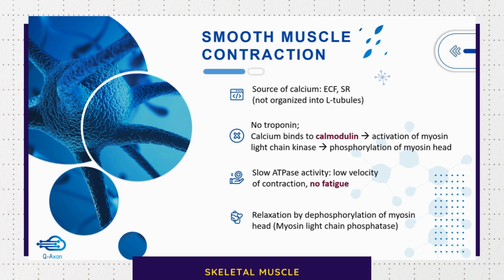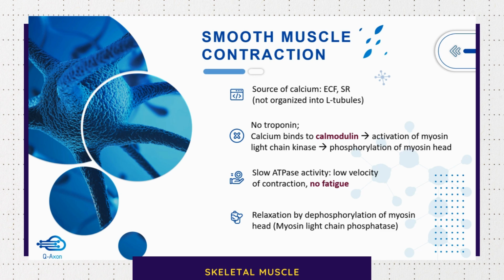Finally, the relaxation occurs by dephosphorylation of the myosin head, which is brought about by an enzyme called myosin light chain phosphatase. Now, this enzyme, myosin light chain phosphatase, can also dephosphorylate the light chains while myosin is still attached to the actin filaments. So this produces an alternate cross-bridge cycle which has slower kinetics, and this is what we call the latch state.